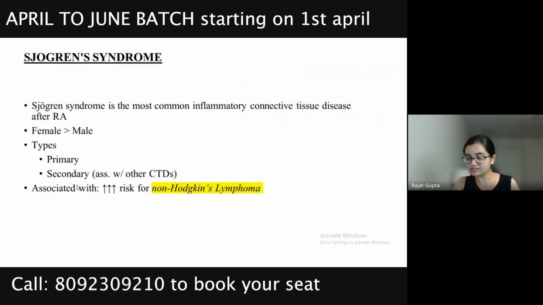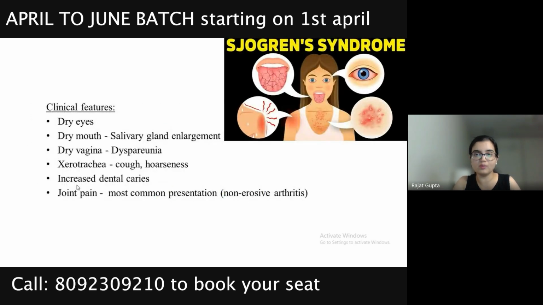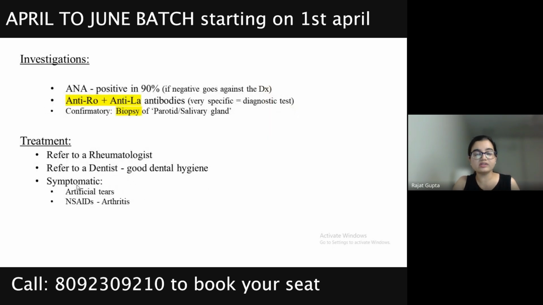Now, Sjogren's syndrome. Sjogren's syndrome, it's more common in people who have non-Hodgkin's lymphoma. What are the clinical features? Dryness, everything. Okay. Now, what is the investigation? Anti-Ro and anti-La.